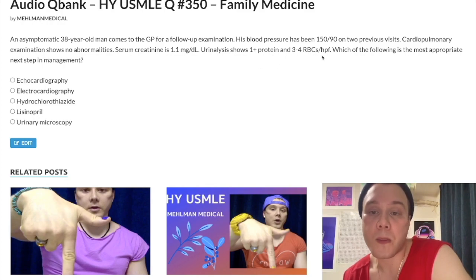3 to 4 RBCs per field is actually considered negative, okay? And you'll see this frequently on surgery forms as well. It need not be the case that you have 0 to 1. 3 to 4 is considered negative. It's generally over 10 that we consider it a positive finding. Questions asking the most appropriate next step in management.